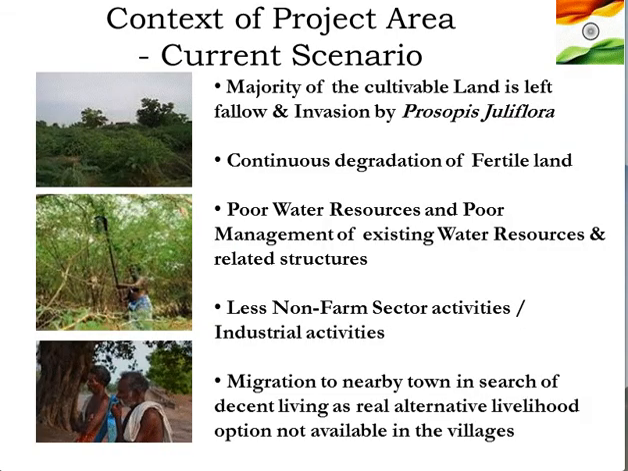This is the current scenario which I was telling: the majority of the cultivable land is already lost due to the invasion by prosopis, and there is continuous degradation because people left agriculture and they are doing charcoal and other works. There are no other non-farm activities or any industrial activities taking place, and majority of the people, out of 250, almost close to 60-70% have already left the village. I am one among them.